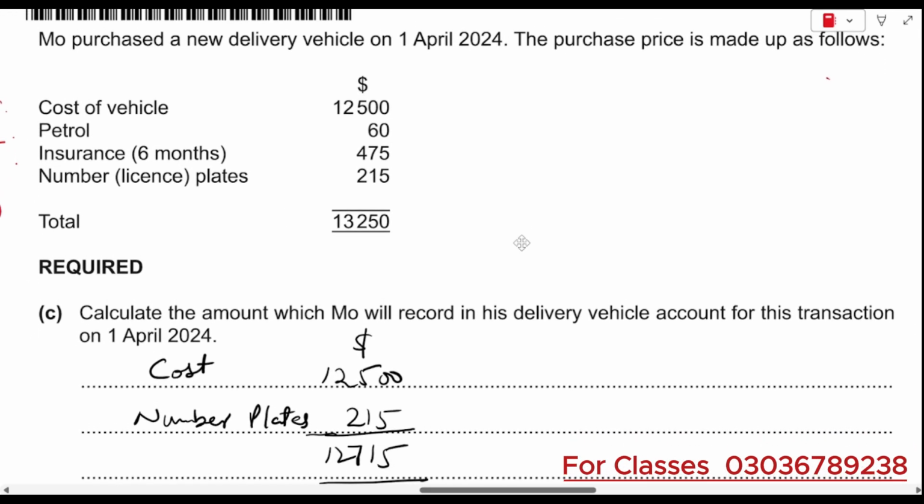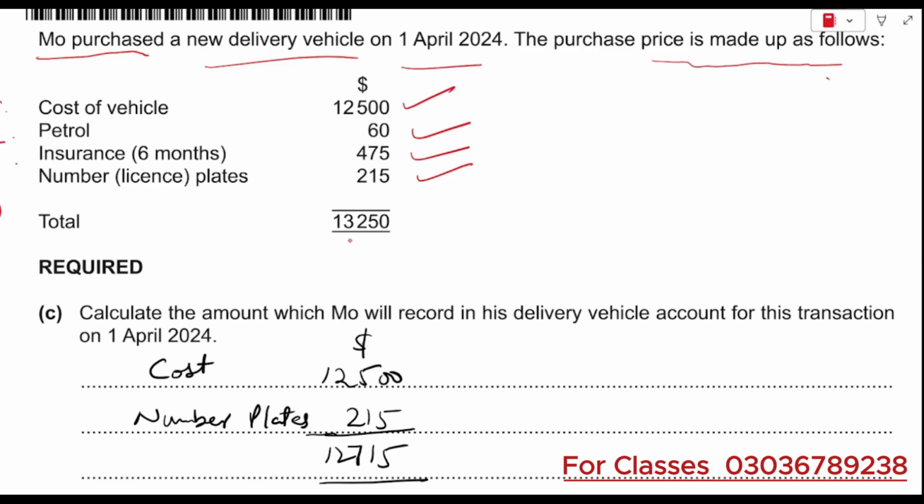The next part of the question asks to calculate the amount which Mo will record in his delivery vehicle account for this transaction in April 2024. What is the transaction? Mo purchased a new delivery vehicle on this date. The purchase price is made up as follows. While he has purchased a vehicle, these expenses he has paid. This is the cost of vehicle. He has bought petrol for the vehicle, and then paid for the insurance for 6 months, and paid 215 for number plates. Okay, now we see how much is to be written in the account of delivery vehicle.